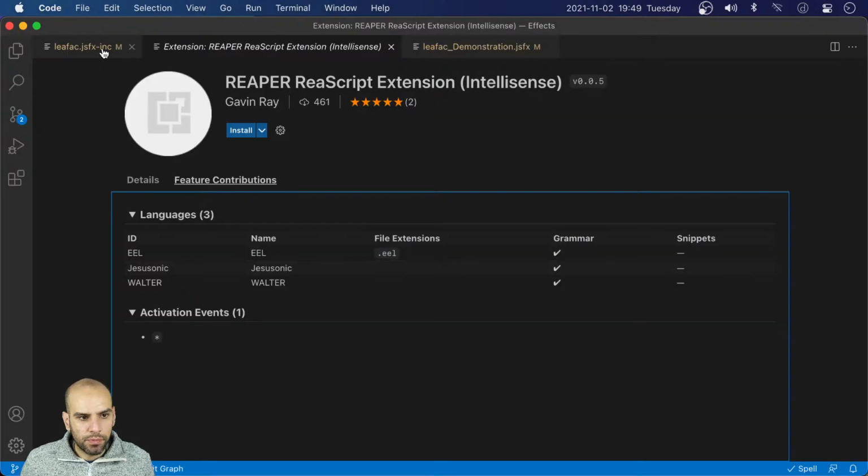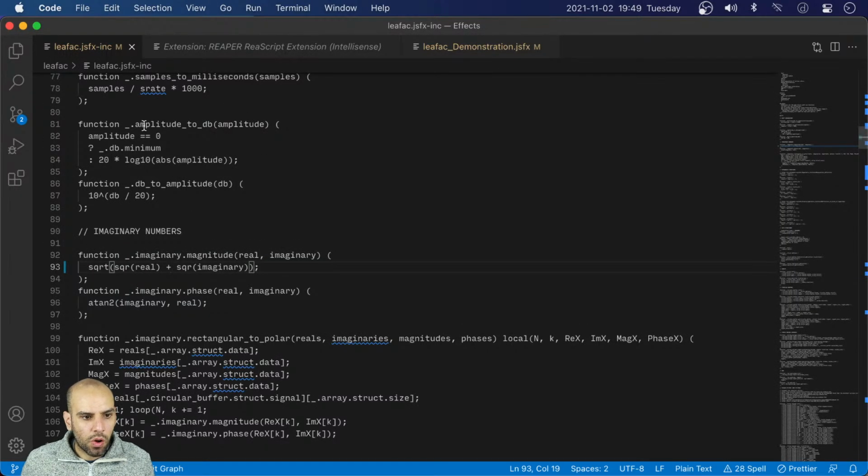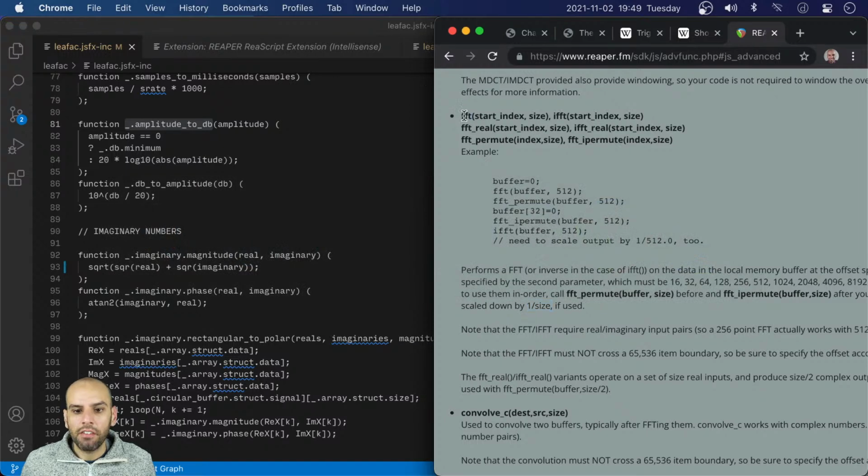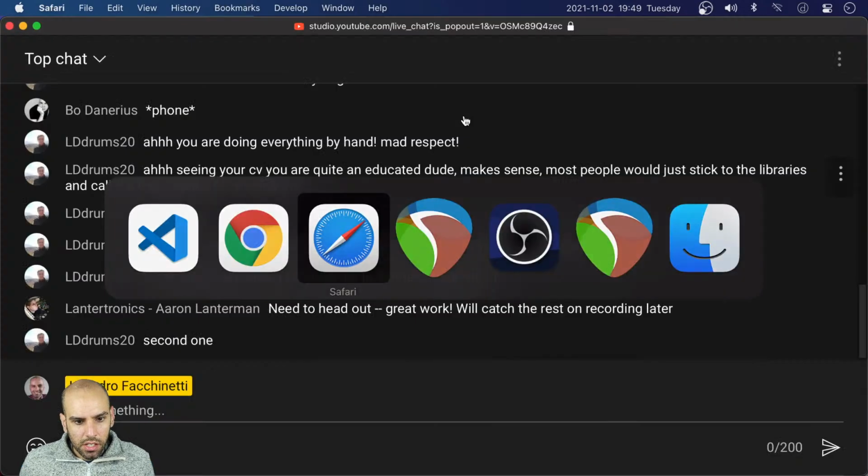I'm not jumping up and down because the language is so small and the syntax is so simple that syntax highlighting will not help me much probably, and IntelliSense is not something that would help me too much unless it does IntelliSense based on the functions that I defined. That would be kind of fun. But the JS effects functions are just like FFT, so straightforward.